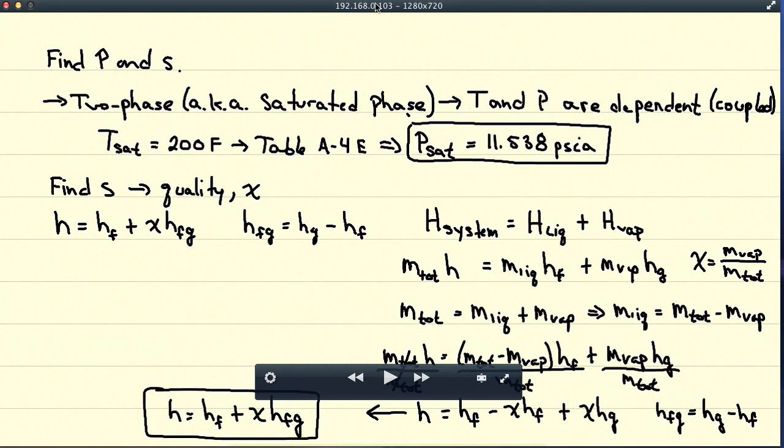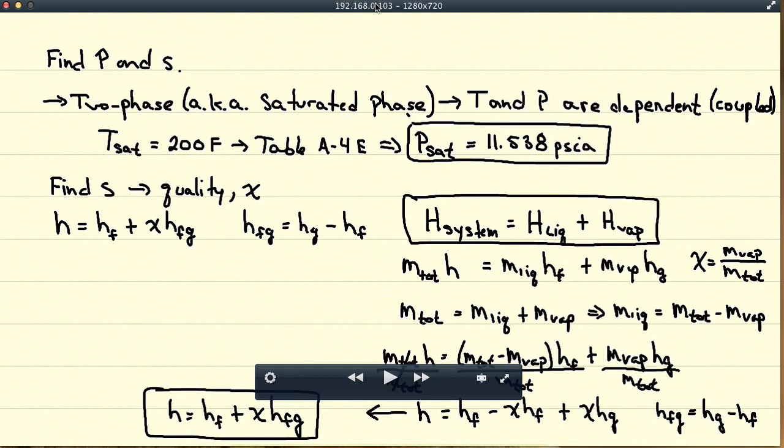I wanted to show you how you do that just so that you know where that quality equation comes from. It's not just something that we randomly make up. It all relates back to this original form that we started with, based on what the total enthalpy of the system is. It's this combination of the liquid portion plus the vapor portion.